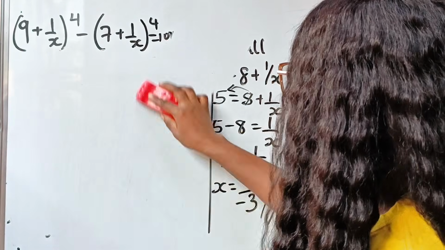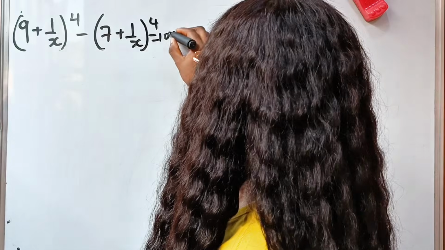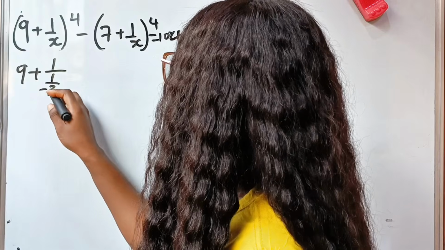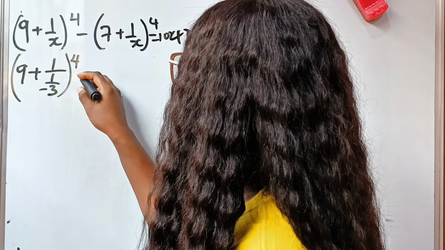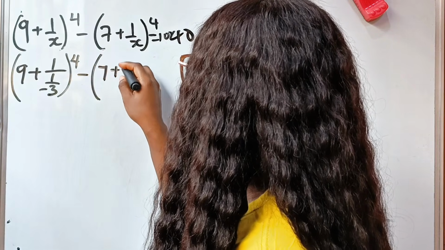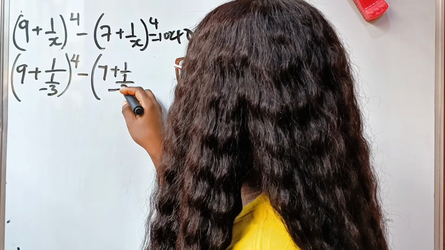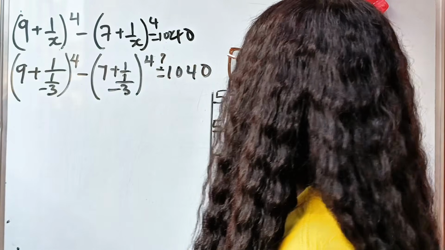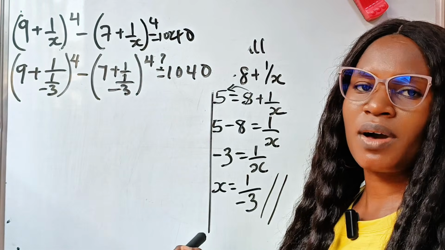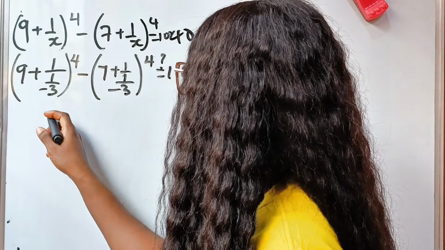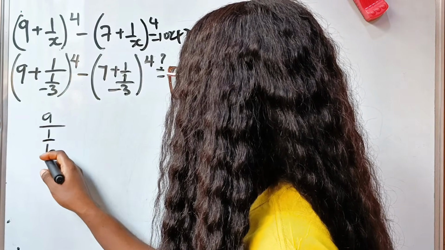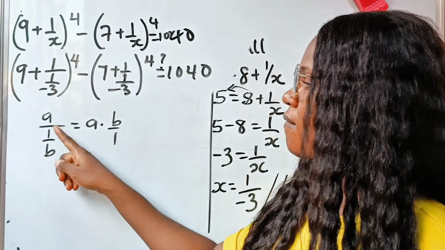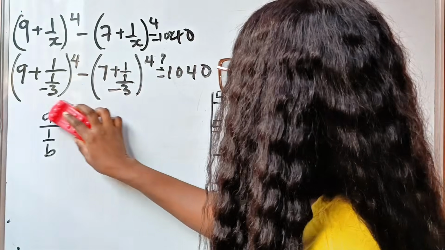Okay? All right. Now, according to the equation, we are told 9 plus 1 over minus 3 raised to the power of 4 minus 7 plus 1 over minus 3 raised to the power of 4 is 1040. Okay, we don't know for sure, so we're going to use question mark for that. Now remember that if you say a divided by 1 over b is equal to a multiplied by b over 1. Okay, you take the inverse of your denominator.